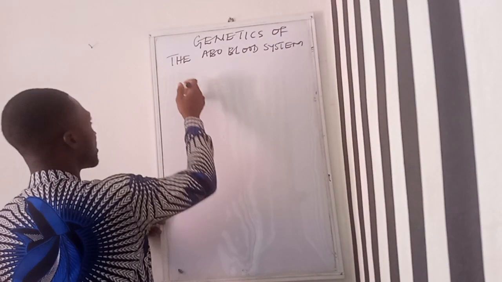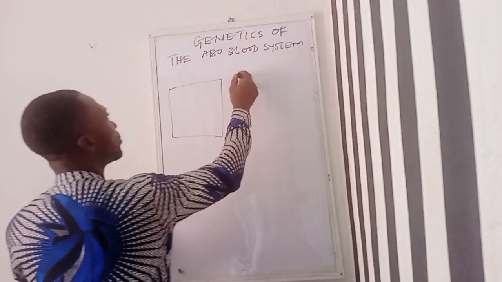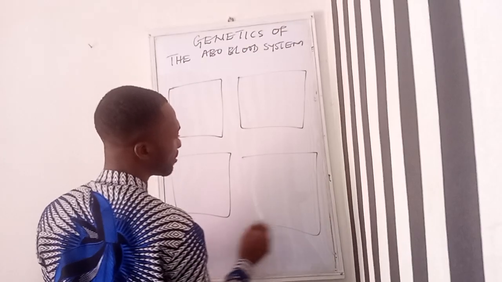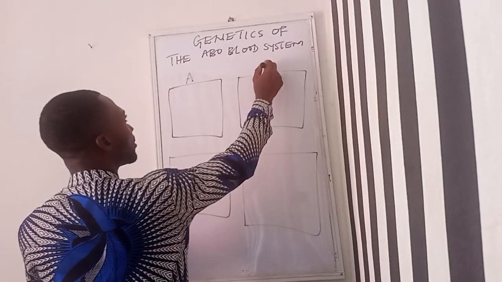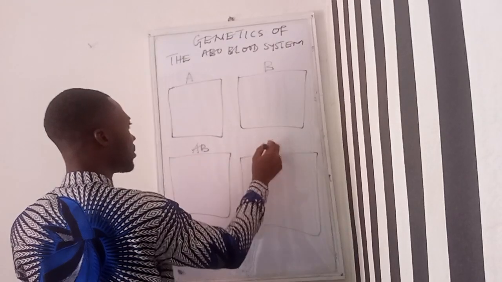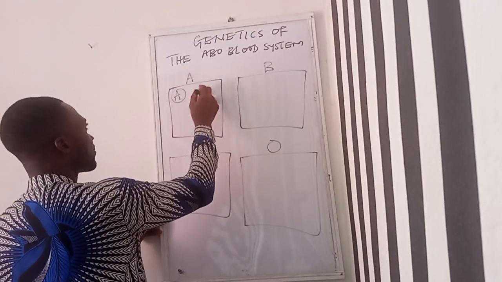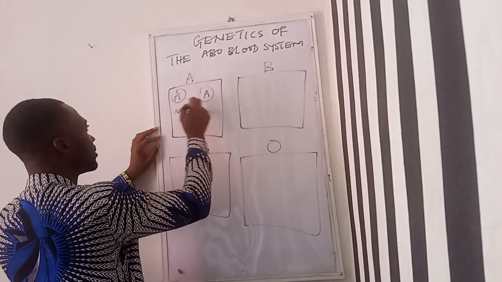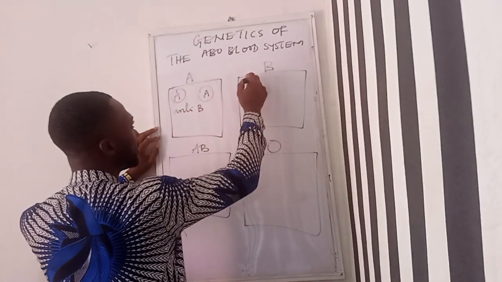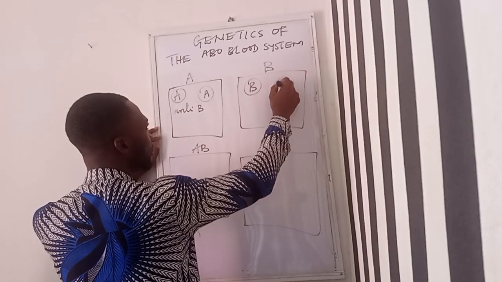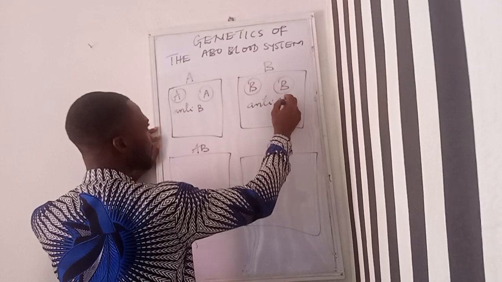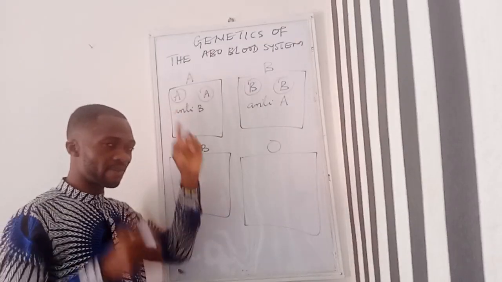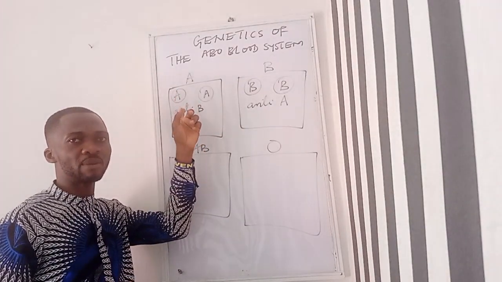So, in essence, we have blood type A, blood type B, blood type AB, and blood type O. Blood type A has A antigen on the surface of the red blood cell, and within the plasma this person will have antibody B. Then this person has antigen B on the surface of the red blood cell, and within the plasma the person will have antibody A. So you can see the reverse: antibody B is found in blood type A, whereas the surface of the red blood cell contains antigen A.